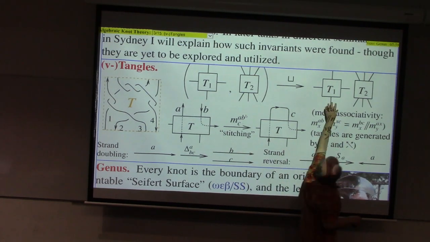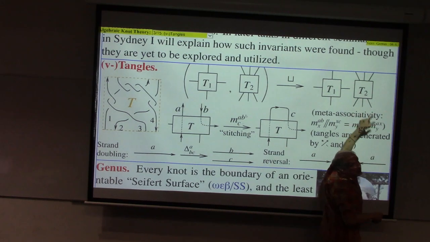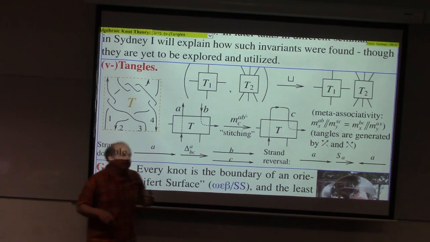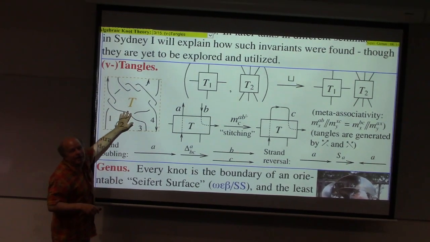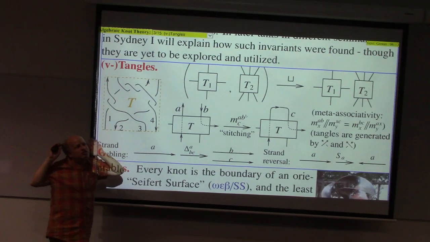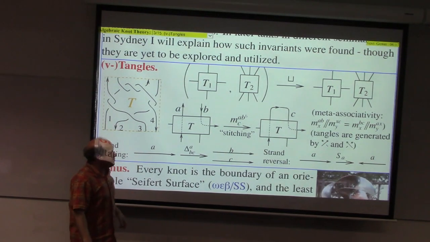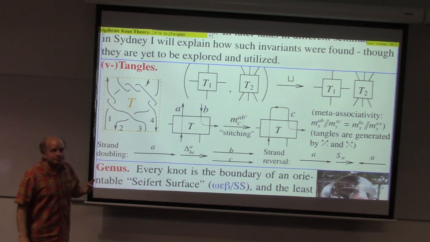Or maybe you want to place T1 between the legs of T2 right here. If I didn't specify it, it's not well defined. And the answer is that it gets cancelled with the little lies that I told here. So just ignore it. It's not an important point. Okay? And then the second operation is called stitching.